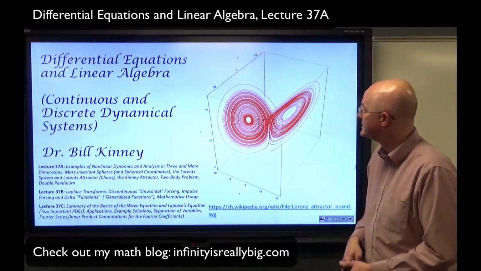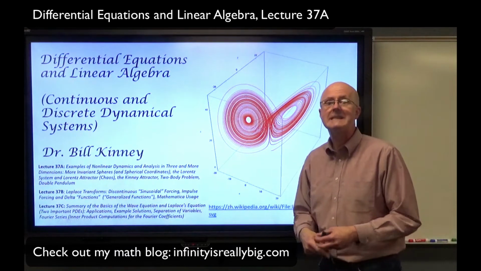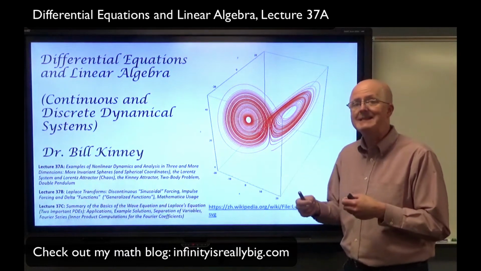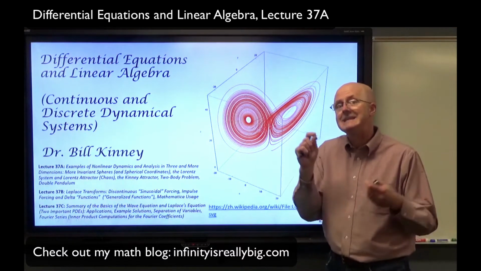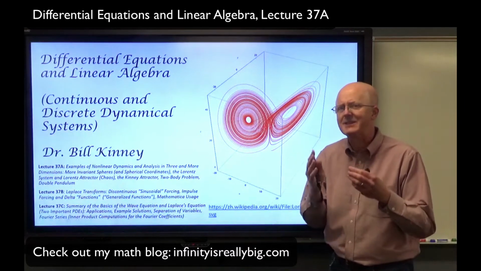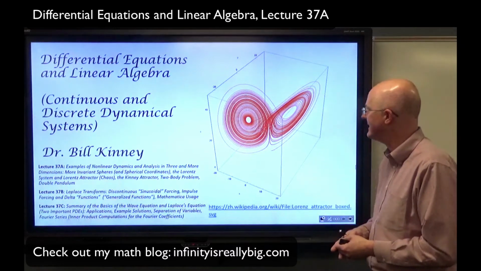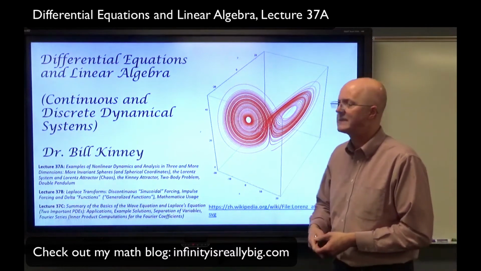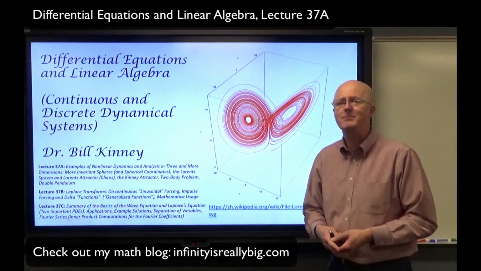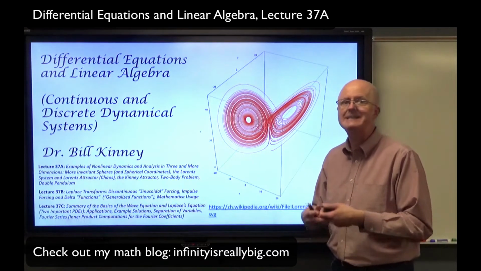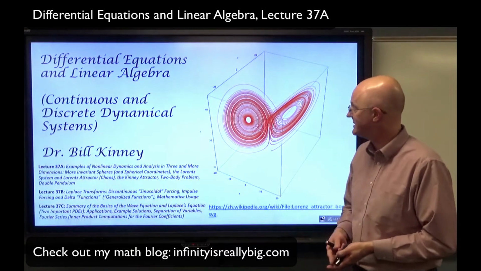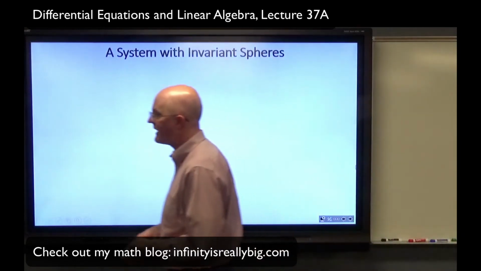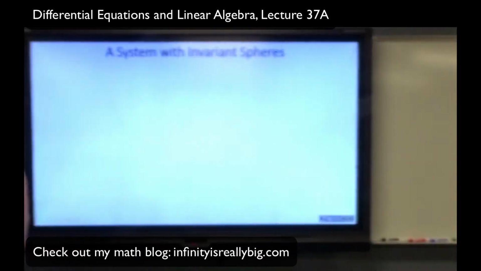We'll look at the two-body problem, which is when you've got two masses that are attracting each other under gravitation, although one of them is so big compared to the other, it's going to stay fixed at the origin. That simplifies things. And finally, we'll look at the double pendulum. Again, mostly with Mathematica to help us visualize things and understand things. We can't actually find formulas for solutions. All right, so let's start again by looking at that system with invariant spheres.